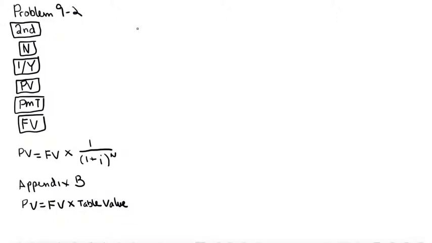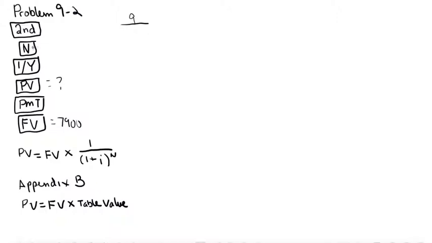So let's take a look at letter A. It says we're calculating what is the present value. So for my calculator here, present value is what I'm solving for. That's my PV button. The present value of $7,900 in 10 years at 11%. So the future value then is $7,900.